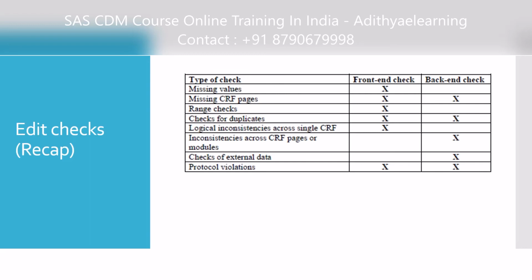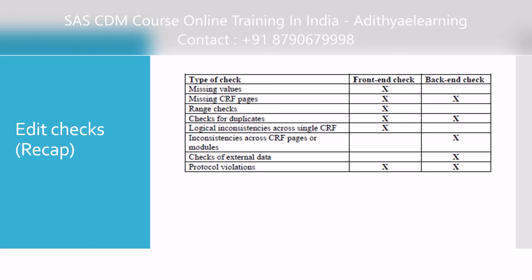Protocol violations, again, protocol violations could be both front end and back end. The example I gave you for the positive, it could be front end. And then there could be more complex checks that you have to check, then those could be back end. Like, for example, if they have a cancer, then they should not be in the study. So you cannot check that through edit check directly. So you have to go into the adverse medical history page and see if there is any cancer or not.